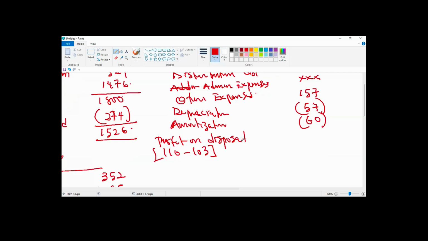What do we do to profit on disposal in indirect? Less. What are we going to do here now? We add.